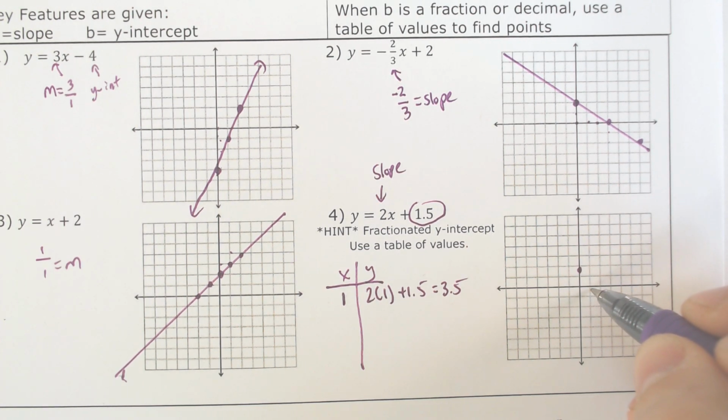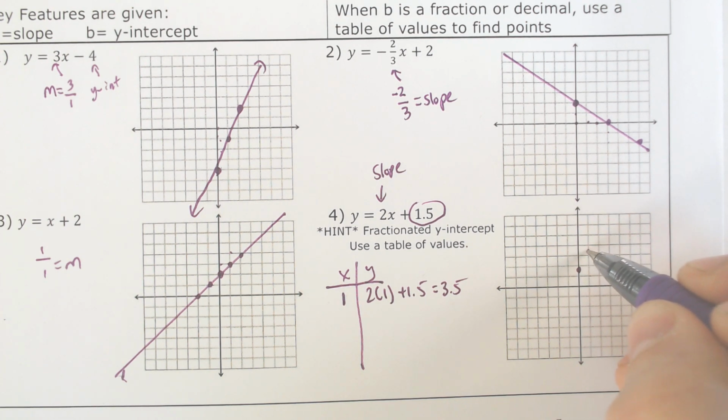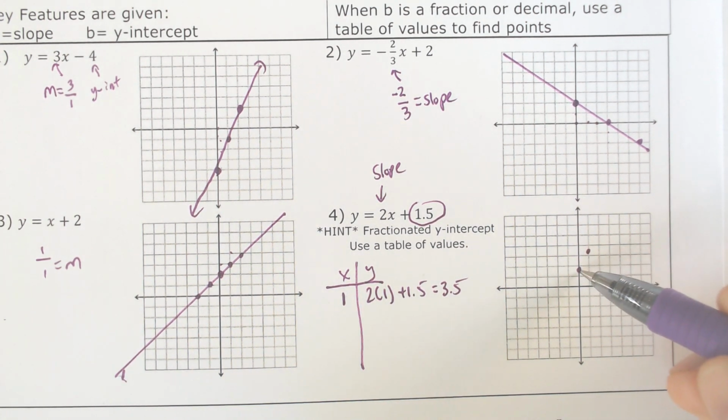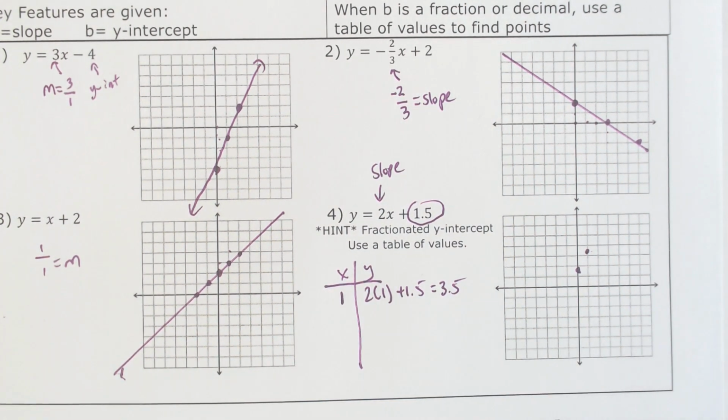X is 1, and the y value is 3.5, which is no different than going up by 2 and over by 1. So maybe we can find a clear value for y, but maybe that would be a trade-off and we'd have an x value that's a decimal.